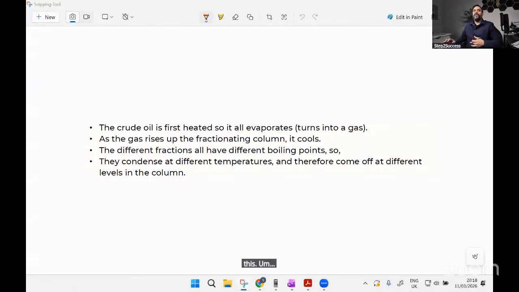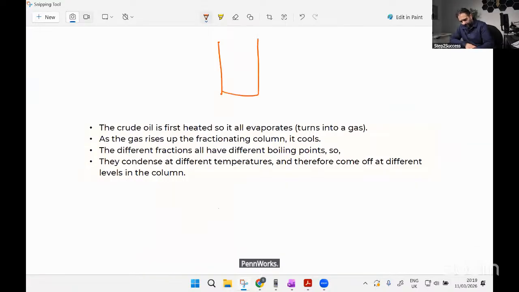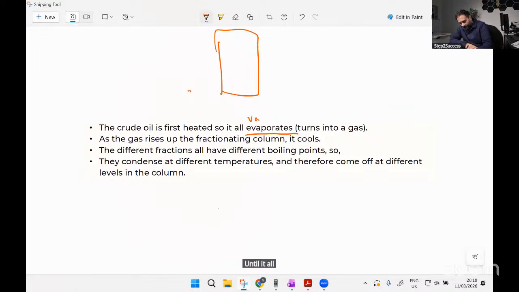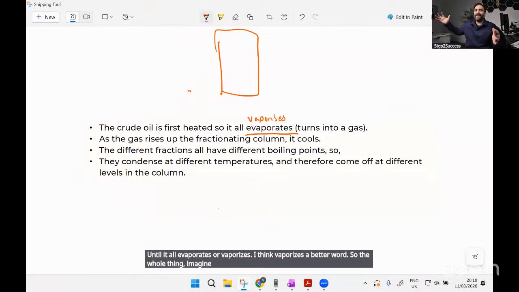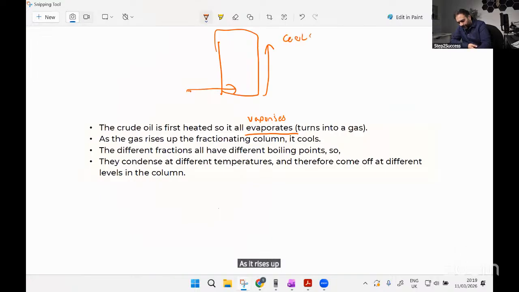So when we do this process of fractional distillation, we have that big fractionating column thing. We heat the crude oil that we get out of the ground first until it all evaporates or vaporizes. I think vaporize is a better word. So the whole thing, imagine it's a big cloud of black gas. So the whole thing's evaporated. We put it into this fractionating column. As it rises up, it cools down.